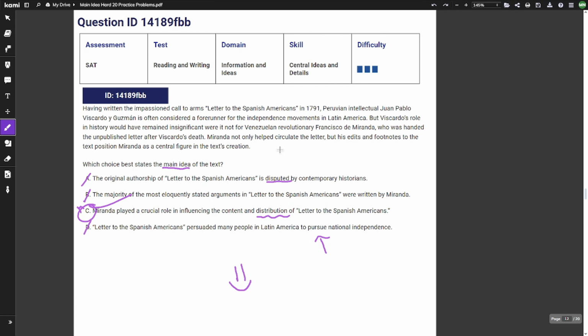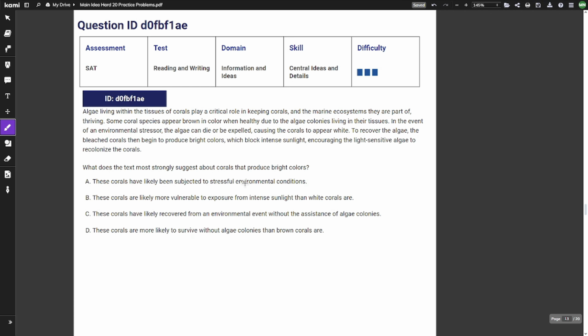Now, one thing I do want to point out is that whenever you have these really long paragraphs, and if you're kind of not good at reading, there is a little trick. So if these paragraphs ever have a contrast word, so right here, it's gonna be the word but, the main idea is always gonna follow it. So here we have our contrast word, which is but, and that means our main idea is that Vizcarro's role in history would have remained insignificant were it not for Venezuelan revolutionary Francisco de Miranda, who was handed the unpublished letter after Vizcarro's death. So basically, it's saying that this Miranda guy had a super important role to play in history. And that does match up with what our answer got. It said that he played a crucial role. So there you go.